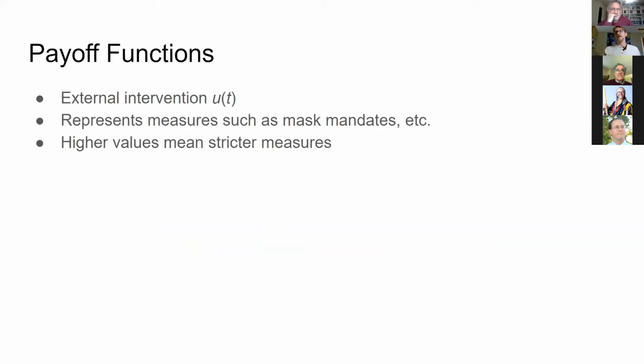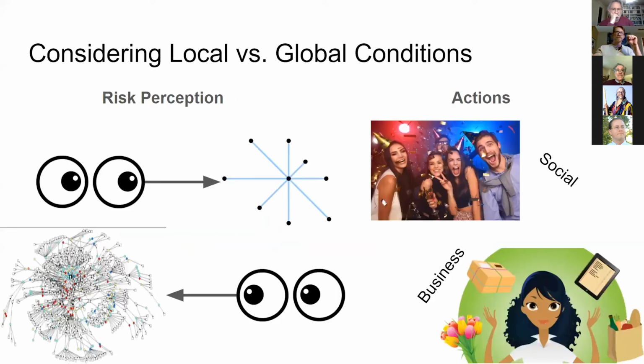Okay, and then finally we have these external interventions. So like I said before, this represents measures such as mask mandates or things like that, external costs that are imposed on us for non-compliance. And in this factor, higher values just mean stricter measures.